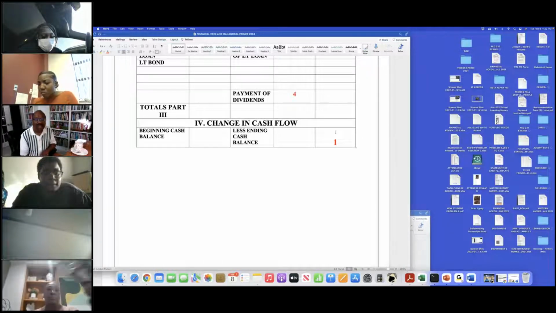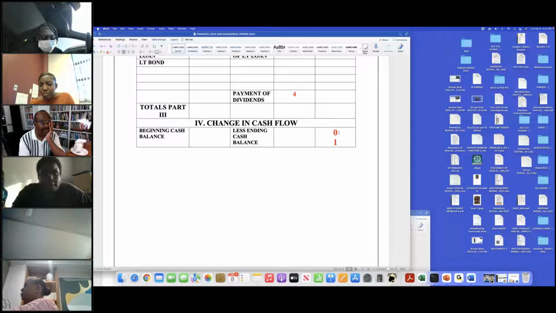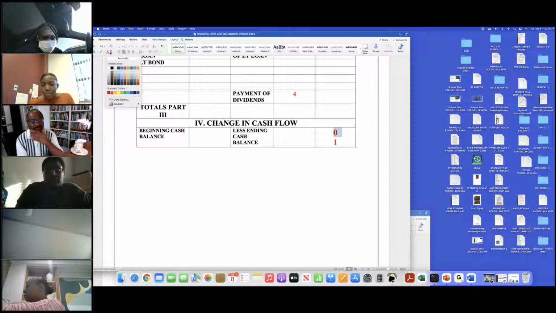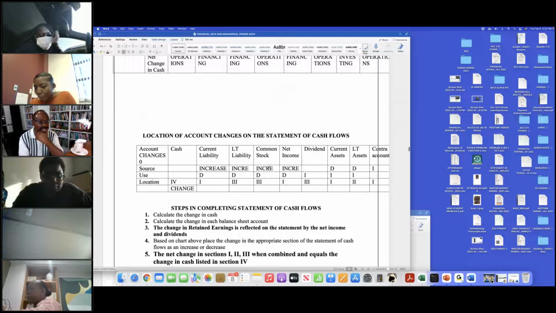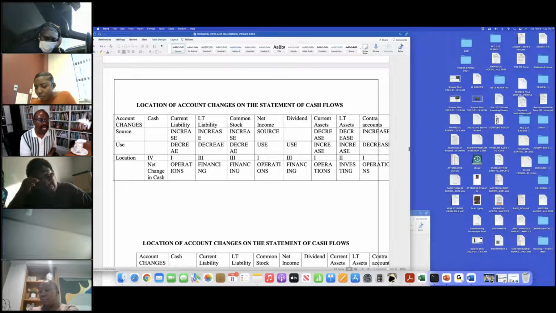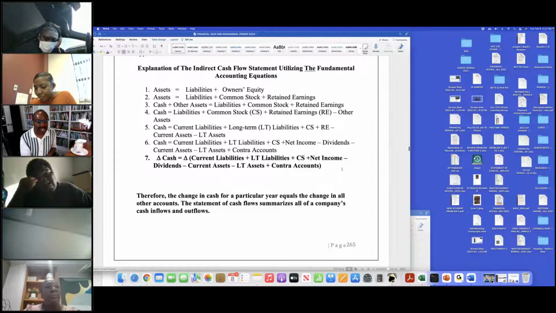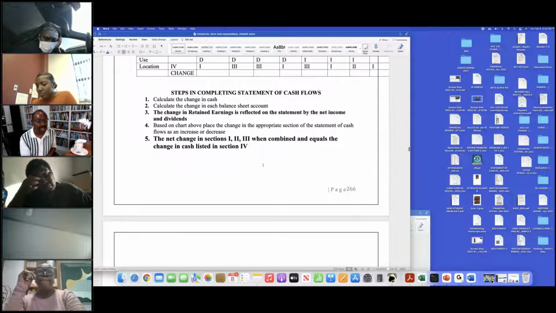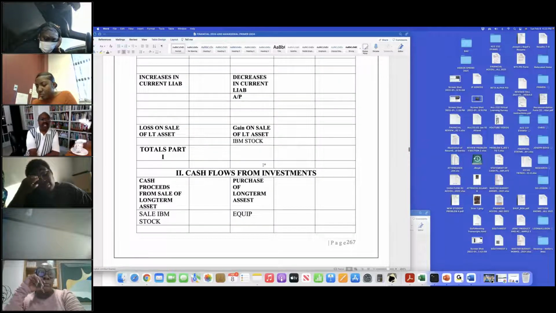Okay, I'm kind of confused on what's going on. We're putting the changes on the statement of cash flow. We said that we could get the change in cash by looking at the change in every other asset. And the change in cash equals all of these changes. So we're going to put these changes in 3 locations. So what I told you to do was go to the balance sheet and see what the change in cash was.